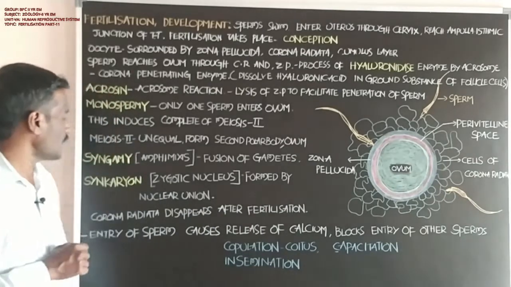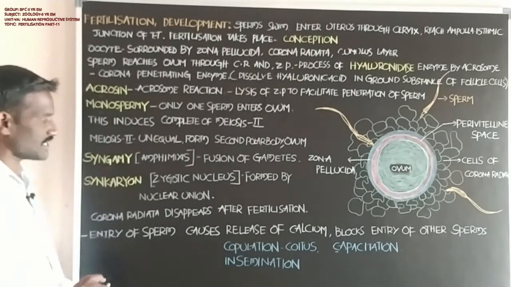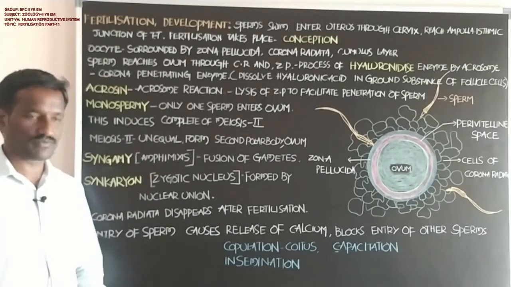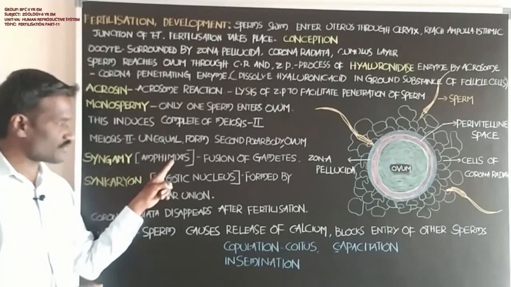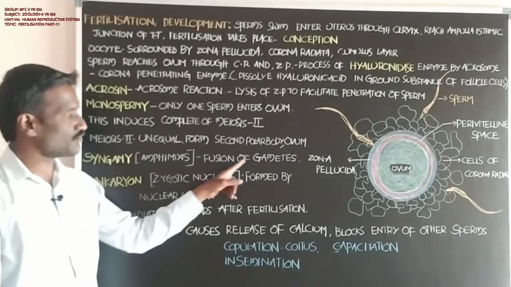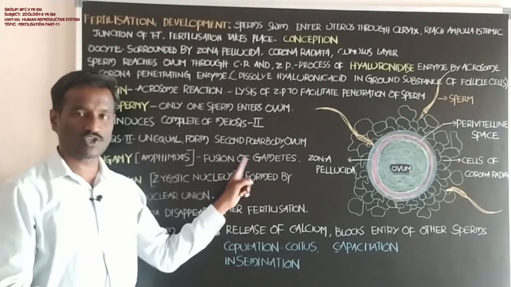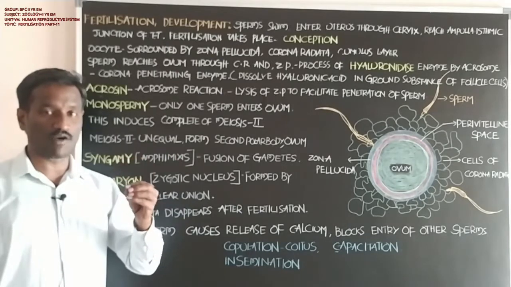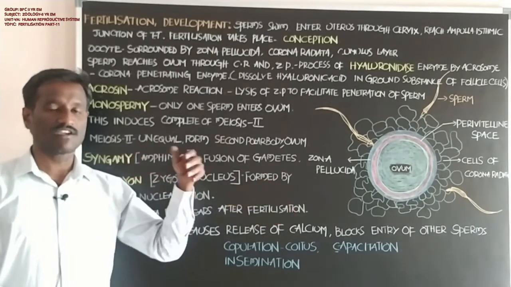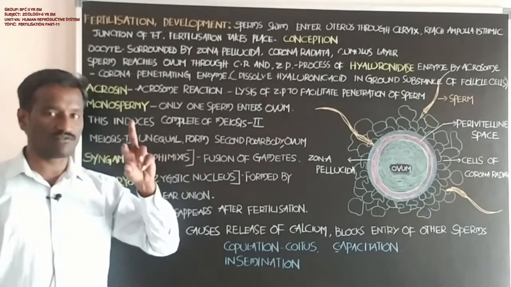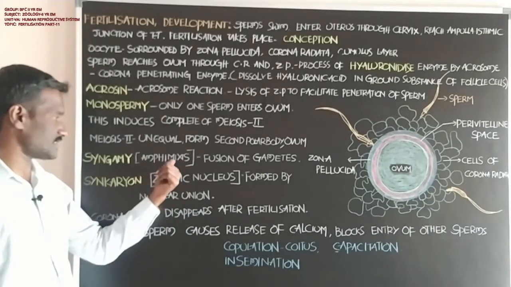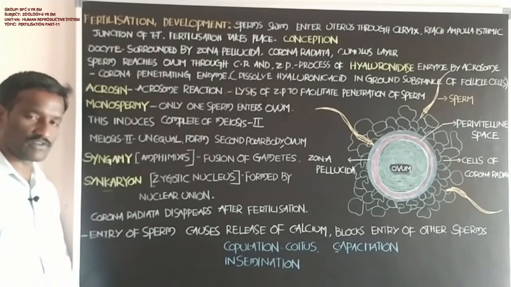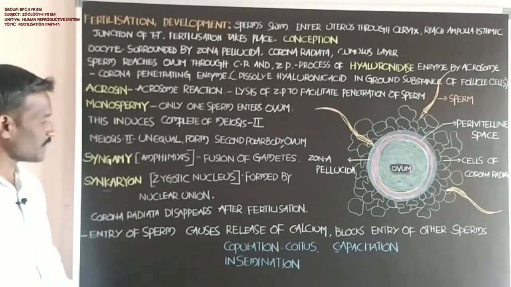Okay, students. Next, what is the meaning of syngamy? Syngamy is also called amphimixis. Syngamy, also called amphimixis, is the fusion of two gametes. Fusion of the male gamete and the female gamete is called syngamy or amphimixis. Amphi means both, mixis means fusion. Next, synchorion. What is the meaning of synchorion?